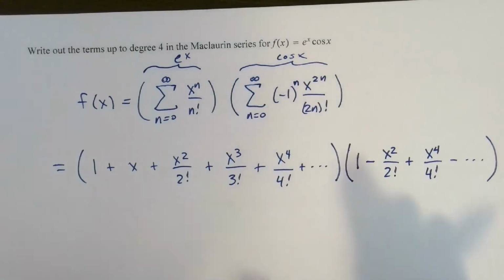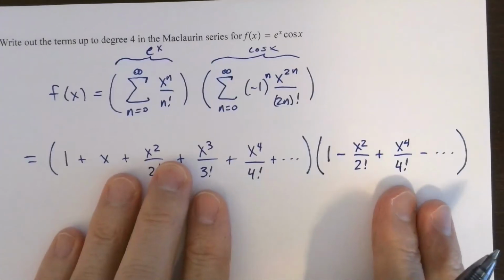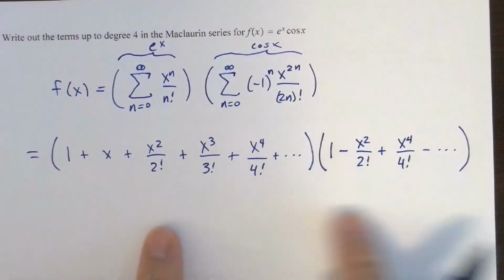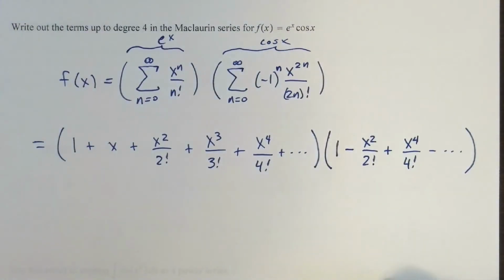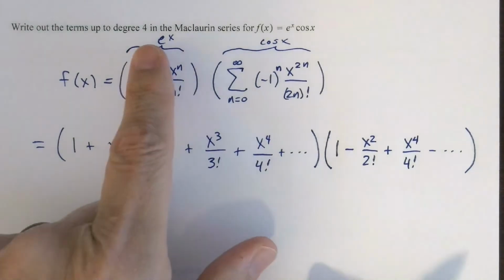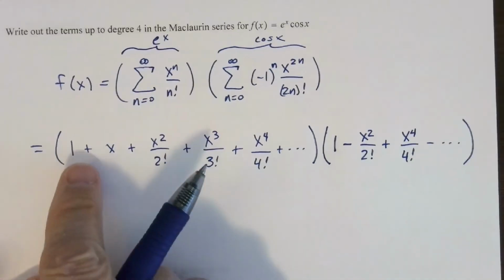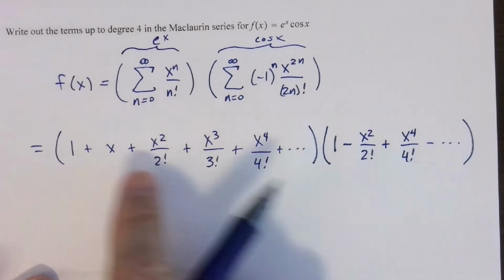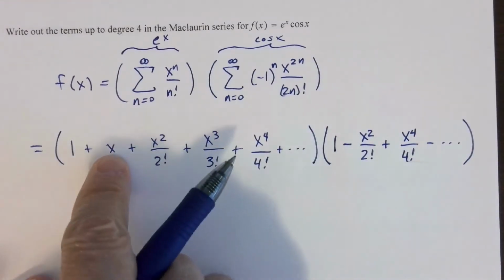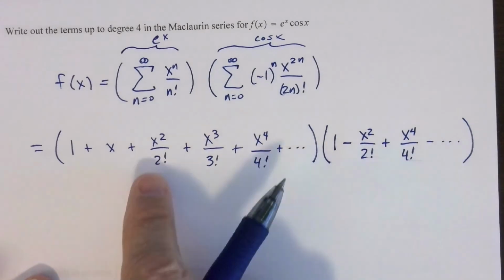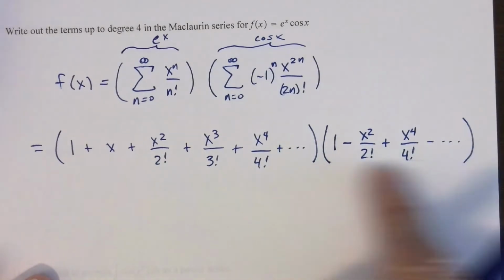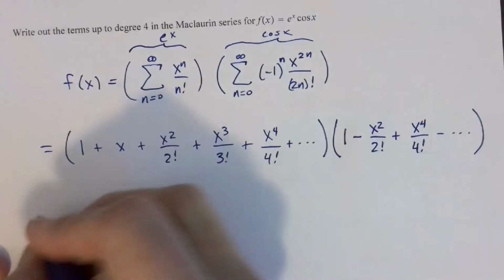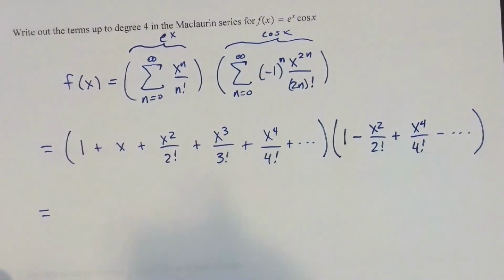Okay, now we've got two infinite polynomials. If I was really trying to find the entire Maclaurin series, I'd have to do an infinite number of multiplications. I don't have to do that because I'm only going up to degree 4. So how do I do this? This 1 gets multiplied by every term in this Maclaurin series over here for cosine of x. This x gets multiplied by every term here. This x squared over 2 factorial gets multiplied by every term here. This x cubed over 3 factorial, and so on. But I'm only going to pull out the ones that are degree 4 or less.